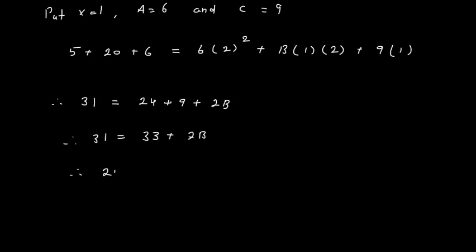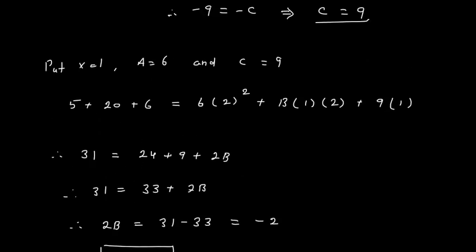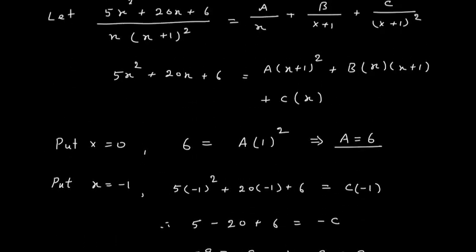So 33 plus 2b is 31. Therefore this 2b is equal to 31 minus 33. So 31 minus 33 is minus 2. So 2b is equal to minus 2. This will give you b is equal to minus 1. So we get b is equal to minus 1, we get a is equal to 6 and we get c is equal to 9.